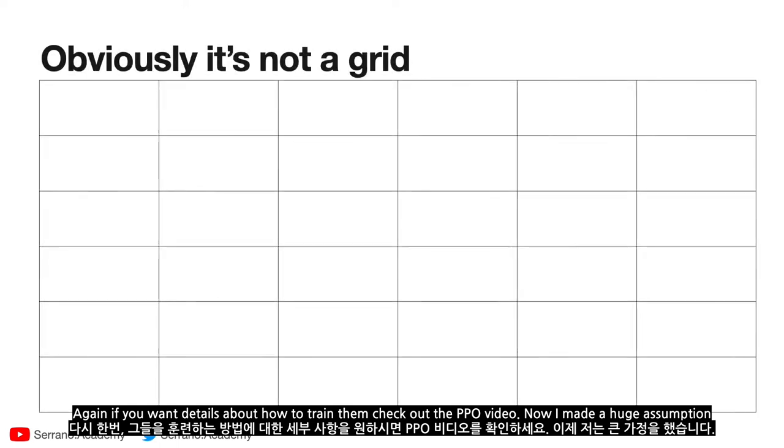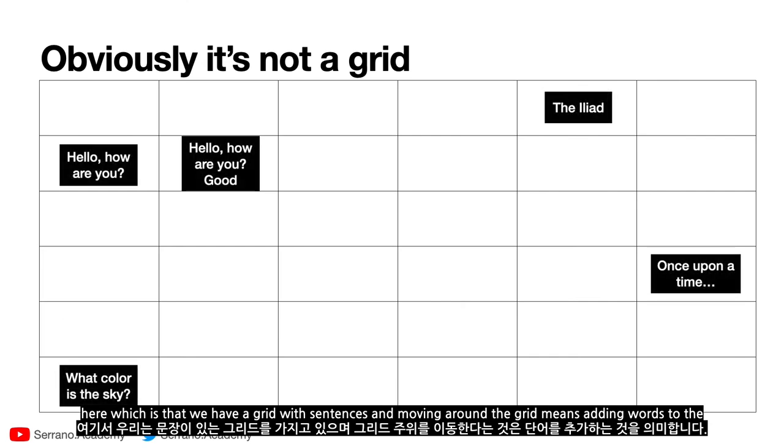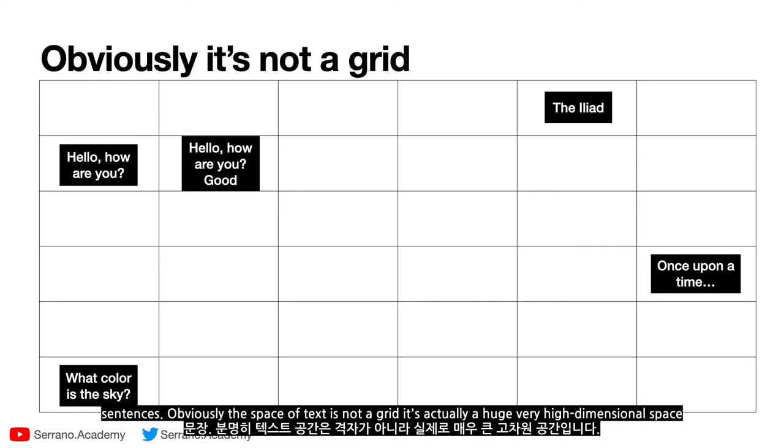Now, I made a huge assumption here, which is that we have a grid with sentences, and moving around the grid means adding words to the sentences. Obviously, the space of text is not a grid.